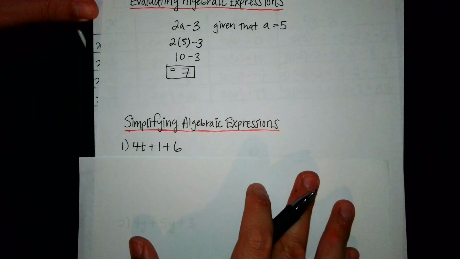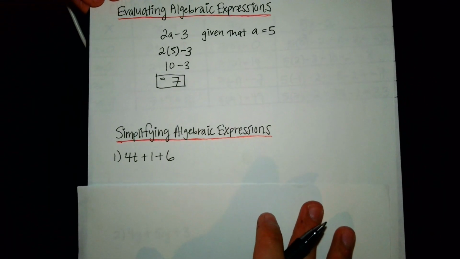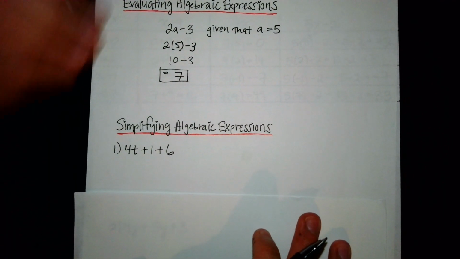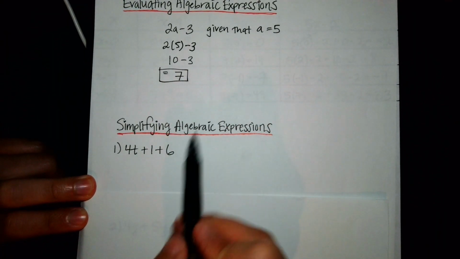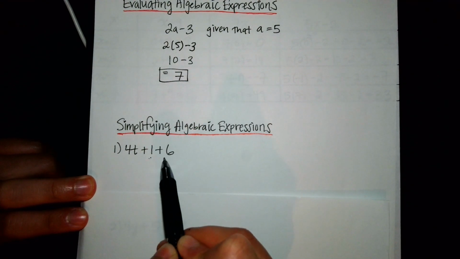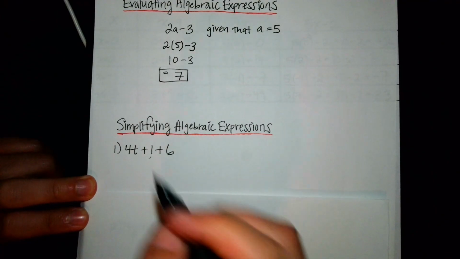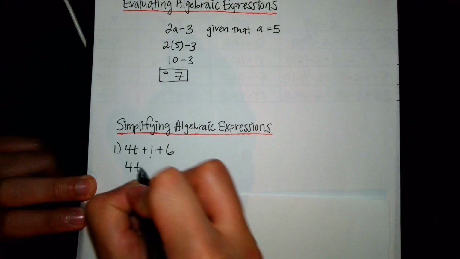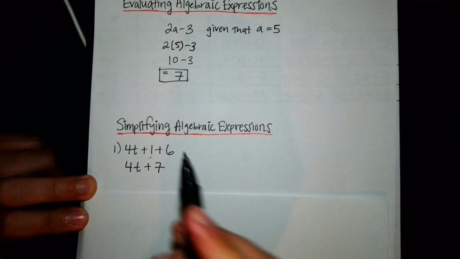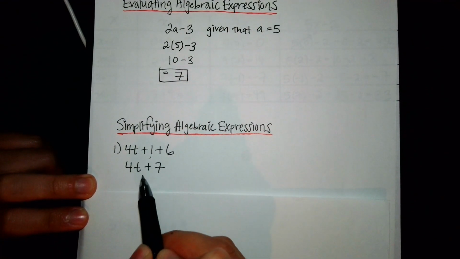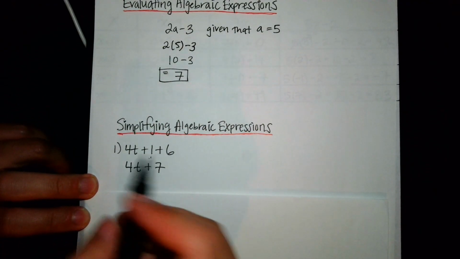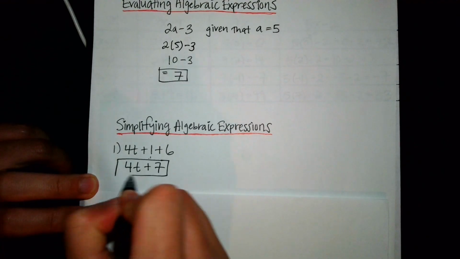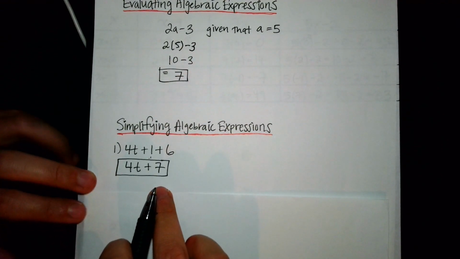So let's work on the first example. We have 4t plus 1 plus 6. The first thing we want to check is if there's any like terms. Now you see we have two constants here. We have 1 and 6. We can combine these terms. So 1 plus 6 would give us 7. So this would simplify to 4t plus 7. Now we check again to see if there's any like terms. As you can see, there aren't any more like terms, so we would leave it as is, and this would be our final answer. This would be its most simplified form.